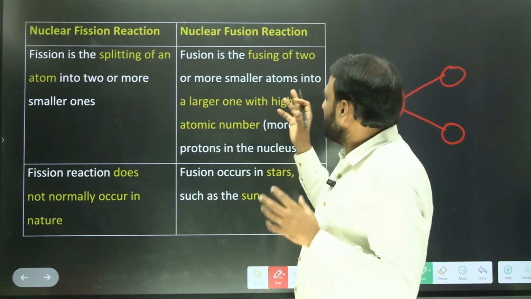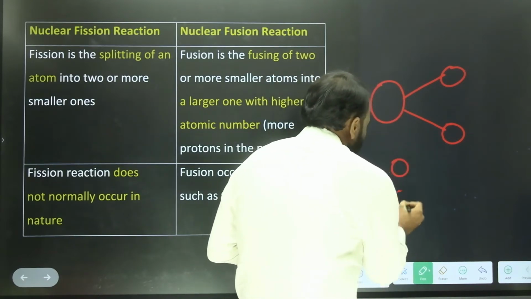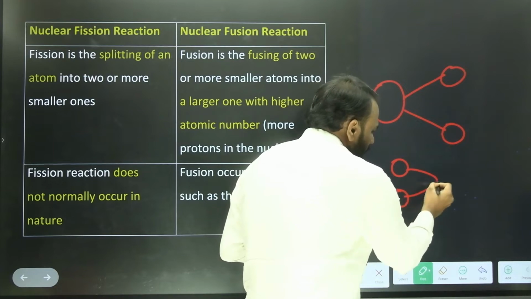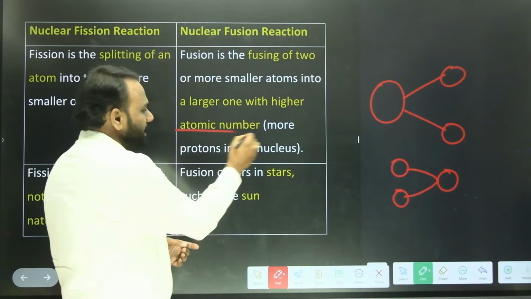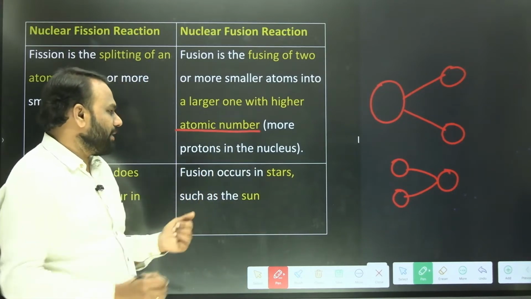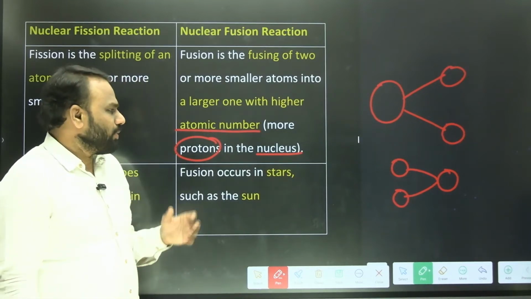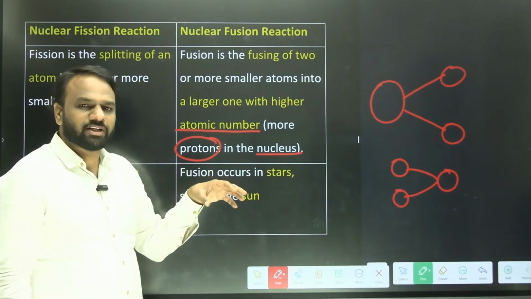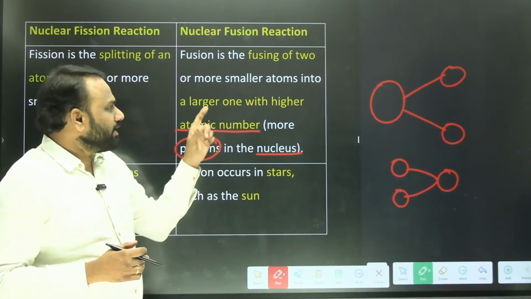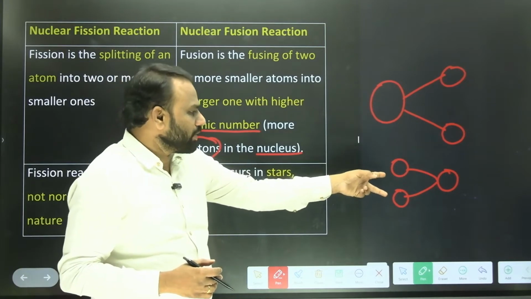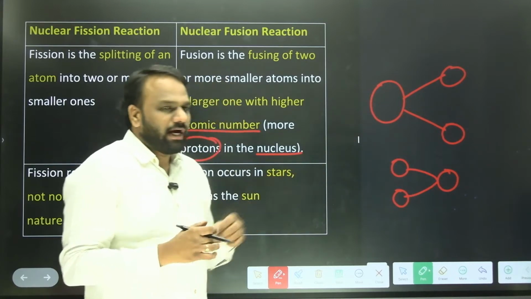In case of fusion reaction, there is fusing of two or more smaller nuclei. Smaller nuclei or atoms come together and form a larger atom. And this larger atom will have a higher atomic number. What is this higher atomic number? It will have more protons in the nucleus. What are protons, what are neutrons? That detailed discussion we have already done in a separate class, so you can watch that video. But here we understood that in fusion reaction, two or more smaller nuclei come together and form a larger atom with a higher atomic number.